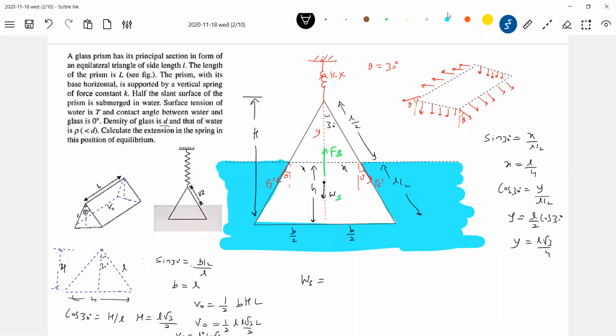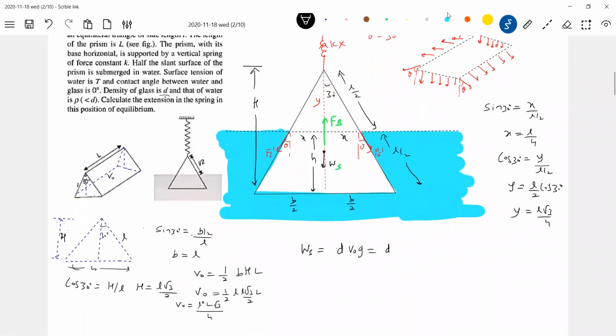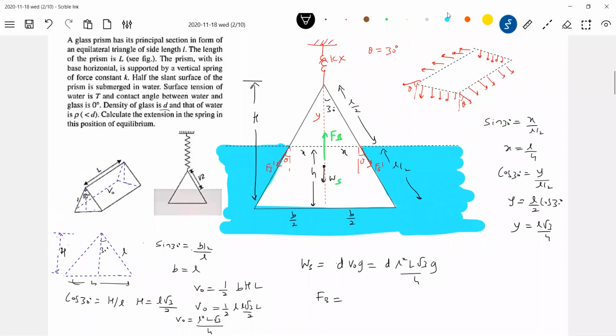What is the weight of the prism? Density is D. What is the volume of the prism? V naught, we have already checked it. Weight of the prism is D into V naught into G. So what is V naught? V naught is L square root 3 by 4 into G. What is the buoyant force? The buoyant force should be equal to density of water rho, volume immersed, into G.